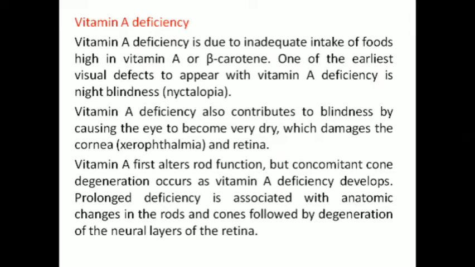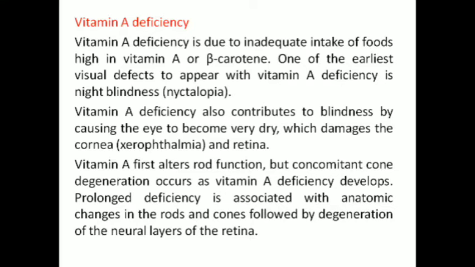Coming to the vitamin A deficiency. Vitamin A deficiency is due to inadequate intake of foods high in vitamin A or beta carotene. One of the earliest visual defects to appear with vitamin A deficiency is night blindness, which is also known as nyctalopia. Vitamin A deficiency also contributes to blindness by causing the eye to become very dry, which damages the cornea. This condition is known as xerophthalmia. And also, due to this dryness, the retina may be damaged.